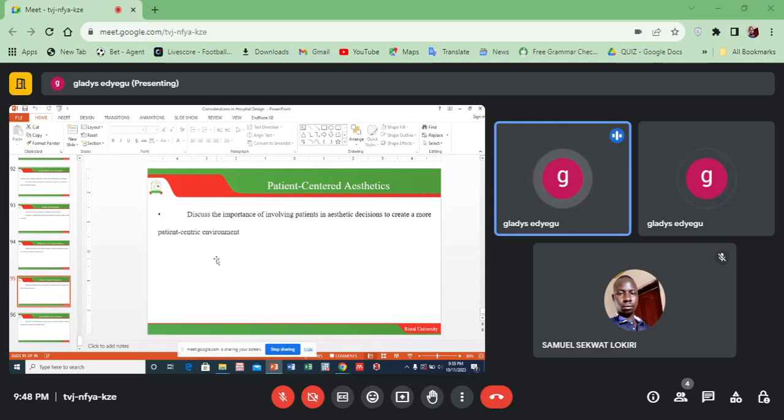So we have to put patients as a point of focus when we are planning for aesthetics in our hospitals, because when we don't have patient-centered aesthetics, then we are going to waste our resources and not cause any impact in our patients. So we have to discuss the importance of involving patients in aesthetics decisions to create a more patient-centric environment.